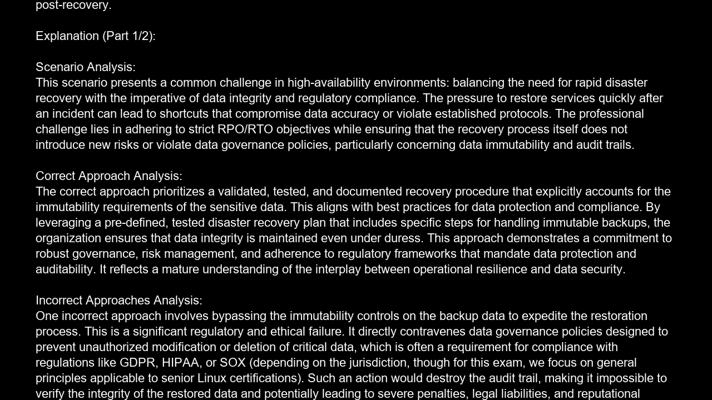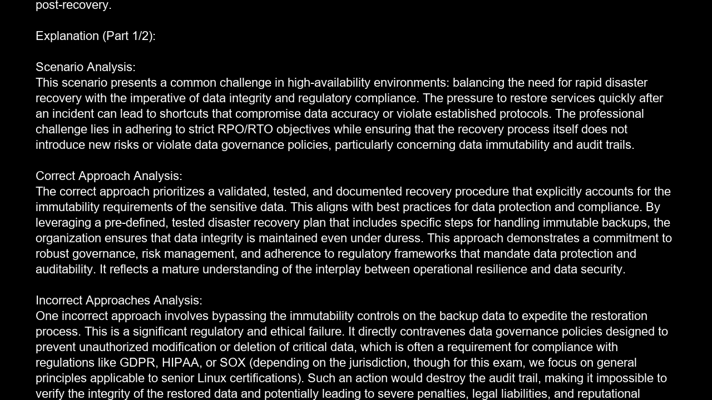By leveraging a predefined, tested disaster recovery plan that includes specific steps for handling immutable backups, the organization ensures that data integrity is maintained even under duress. This approach demonstrates a commitment to robust governance, risk management, and adherence to regulatory frameworks that mandate data protection and auditability. It reflects a mature understanding of the interplay between operational resilience and data security.